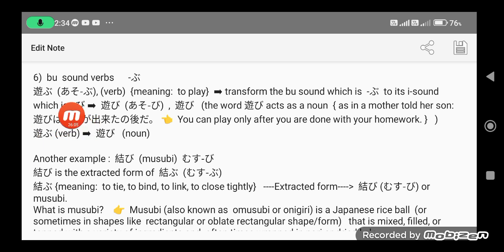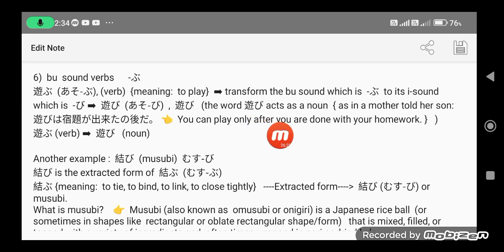Now we have bu sound verbs. An example of a bu sound verb: asobu, meaning to play. Now we will transform asobu into its extracted form. So what's the I sound for bu? Bi. So asobu becomes asobi.